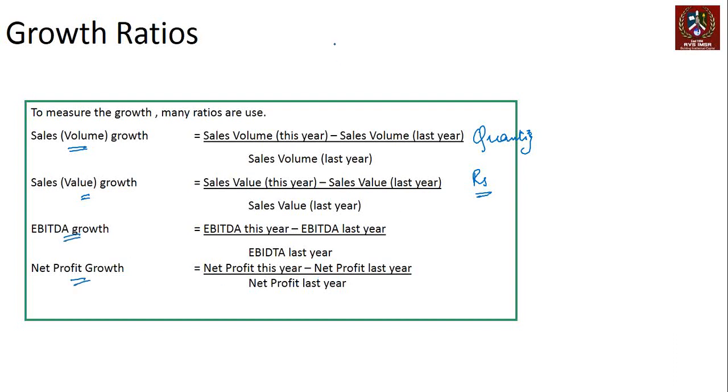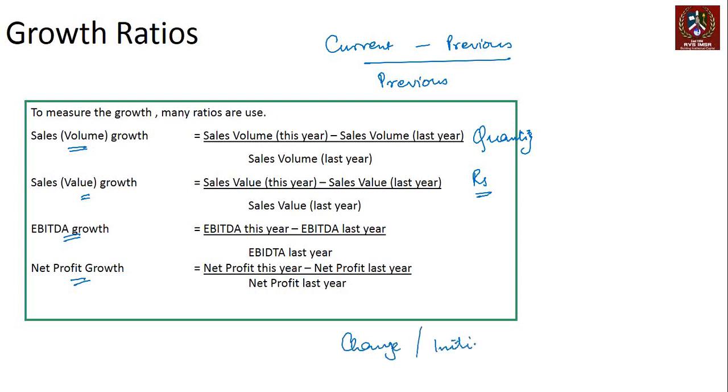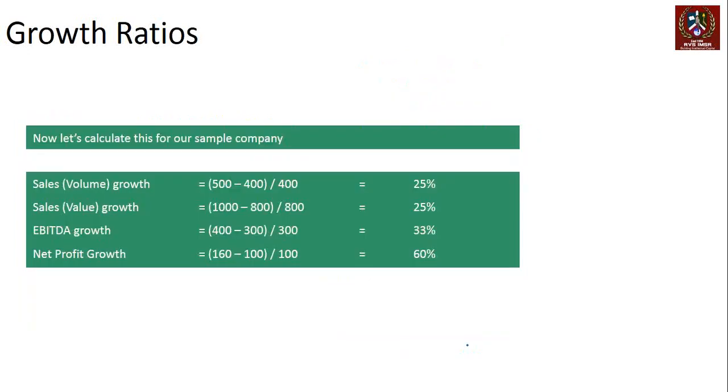Each of the numbers is the current number minus the previous number, for whatever period you're looking at the growth, divided by the previous number. In other words, the change divided by the initial starting number. Let's calculate that. Sales volume growth, 500 units minus 400 units divided by 400 units is 25%. Sales value growth is also 25%, which logically means that price has not grown. EBITDA growth is 400 minus 300 by 300, that's 33%, and net profit growth is 160 minus 100, that's 60%. So profitability growth has been faster.